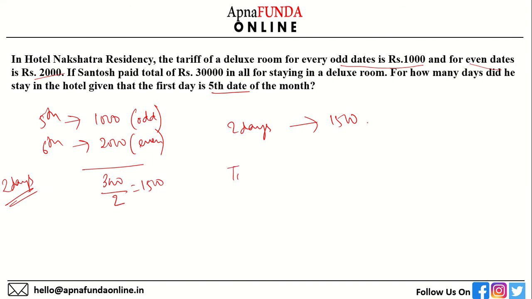So if he paid a total of 30,000, if I divide it by the average for 2 days, which is 1500, it is equal to 20 days. So he stayed in the hotel for 20 days. This is my answer. I hope you are able to follow. Simple question, simple funda.